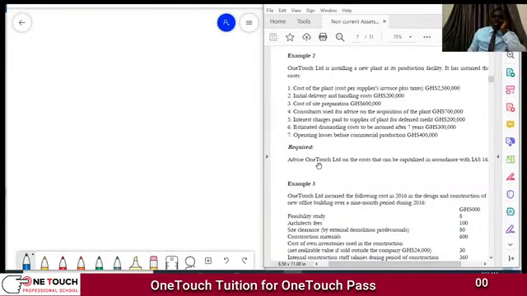So example 2, One Touch Limited is installing a new plant at its production facility. It has incurred these costs. 1. Cost of the plant, that is cost per supplier's invoice plus taxes, 2.5 million. Initial delivery and handling cost, 200,000. Cost of site preparation, 600,000. Consultants used for advice on the acquisition of the plant, 700,000.